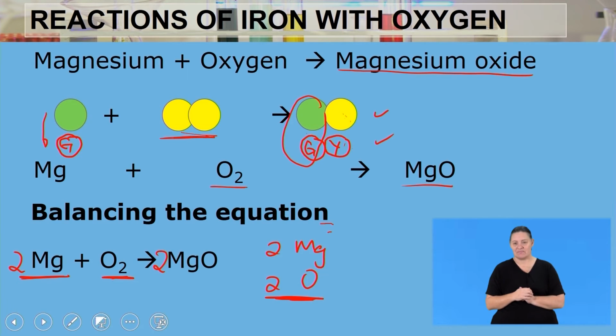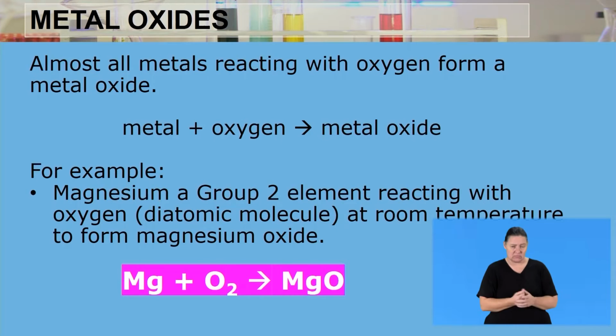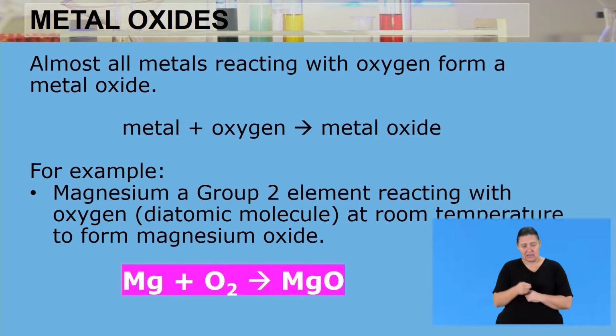So, to go on to our next concept, which is the general reaction of metals with oxygen. We're going to be looking at how metals react with oxygen in general, without being specific to iron and magnesium, how other metals react with oxygen. Almost all metals reacting with oxygen form metal oxide. That means there are certain metals that, when they react with oxygen, do not form the metal oxide. You may be wondering what those metals are.